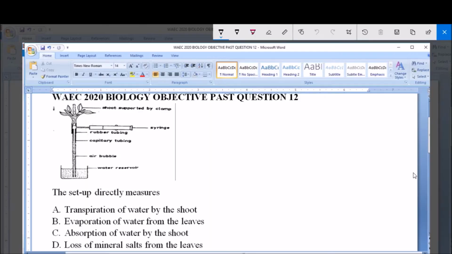Hello and welcome. I'm going to be answering WAEC 2020 Biology Objective Past Question 12. So you have an experimental setup, and you're asked, the setup directly measures A. Transpiration of water by the shoot, B. Evaporation of water from the leaves, C. Absorption of water by the shoot, D. Loss of mineral salts from the leaves.